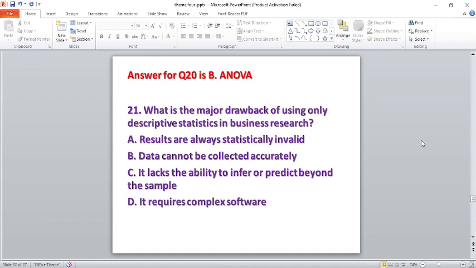Question number 21. What is the major drawback of using only descriptive statistics in business research? A. Results are always statistically invalid. B. Data cannot be collected accurately. C. It lacks the ability to infer or predict beyond the sample. D. It requires complex software. The answer is C. It lacks the ability to infer or predict beyond the sample.